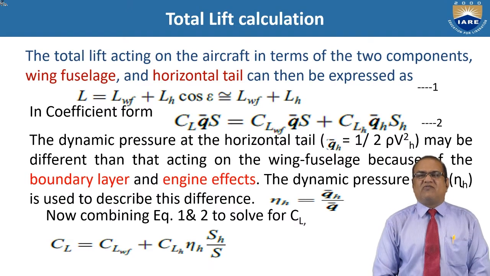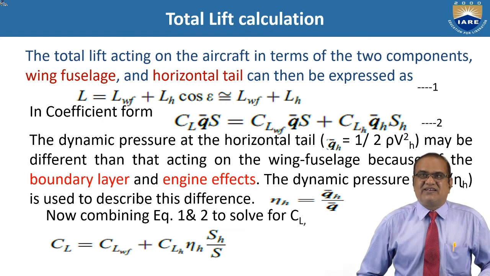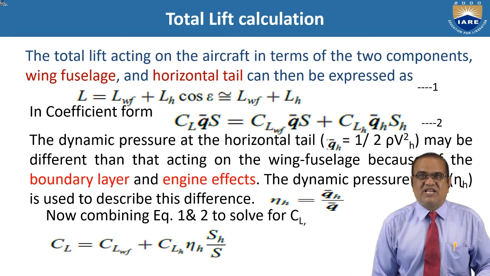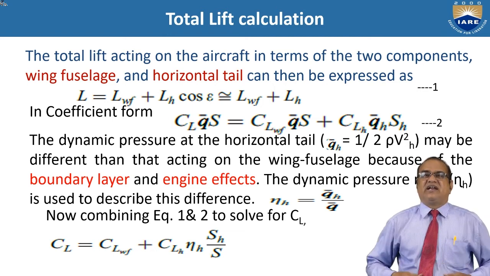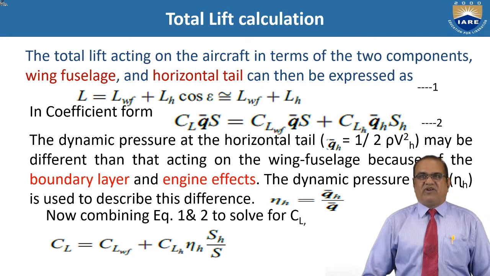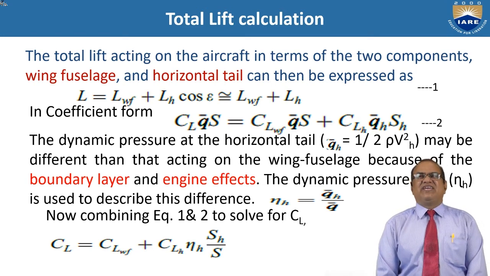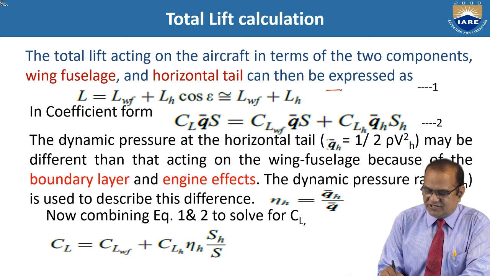Now if we want to calculate the total lift acting on the aircraft in terms of two components, one is the wing fuselage and the other is the horizontal tail. It can be expressed as: wing and fuselage we write as WF, so LWF plus LH cos epsilon. This epsilon is the downwash angle, and we assume it is very small. So what is epsilon? I have just now explained.